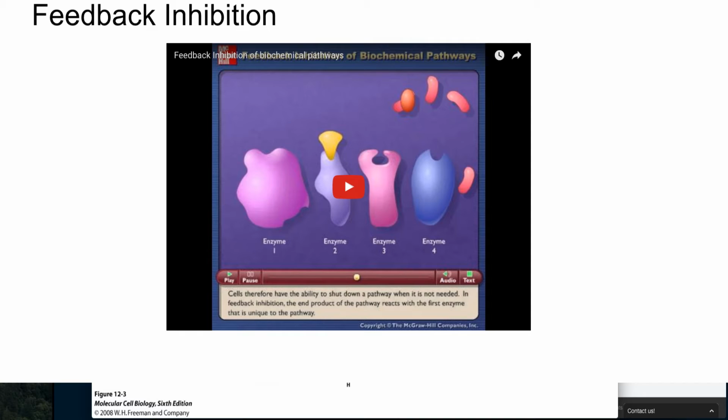So for number 11, how does feedback inhibition prevent a cell from making too much or too little product in a biochemical pathway? I would put down the product controls how much of itself it makes. Okay, so the product controls how much of itself it makes. In order to explain that, we'll just use this animation.